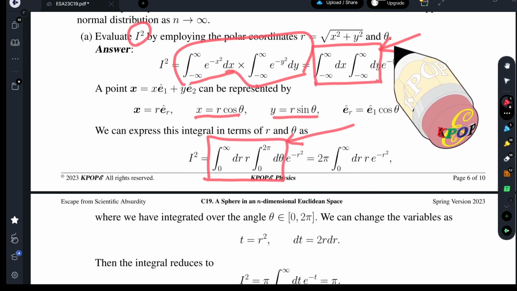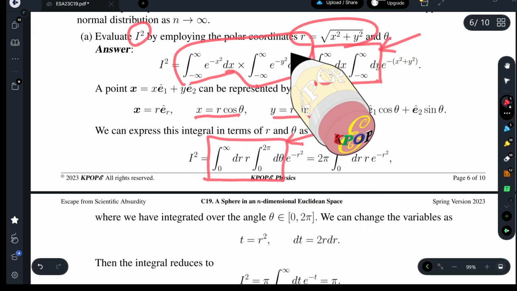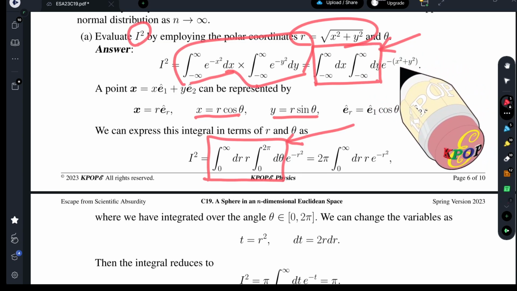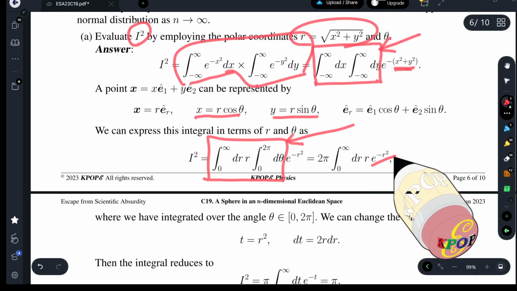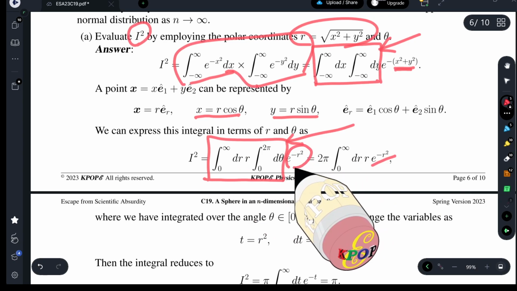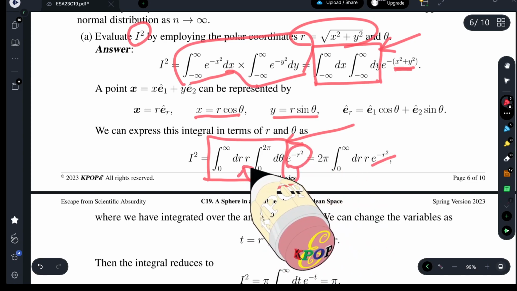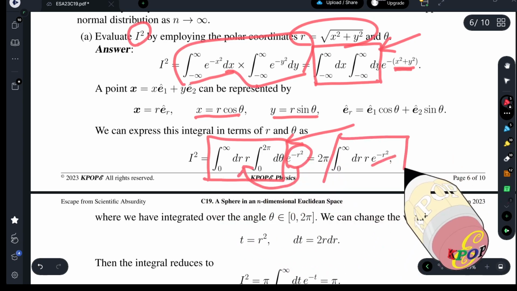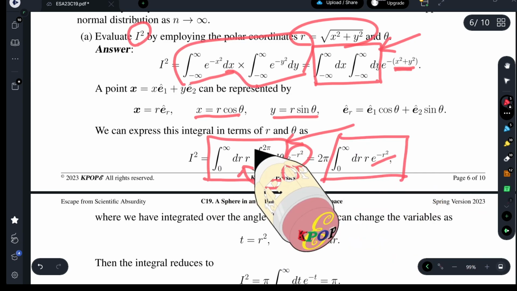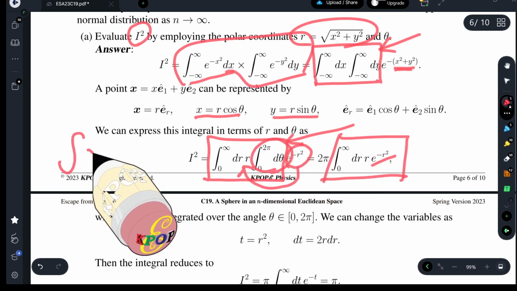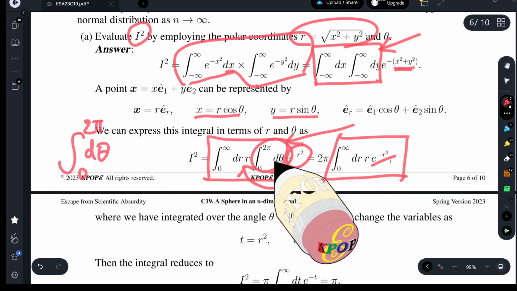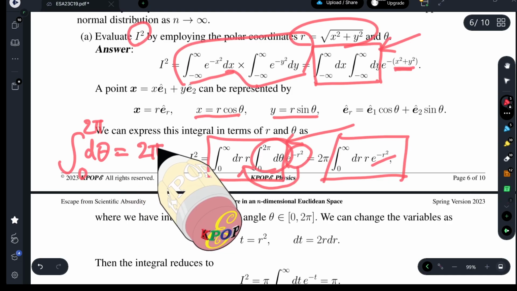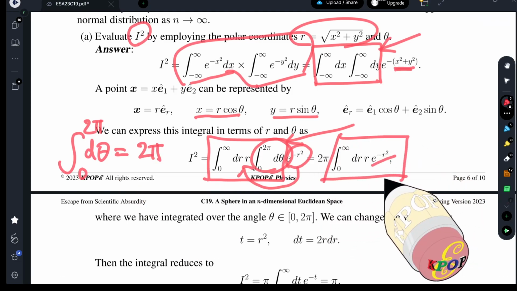Because r is the square root of x squared plus y squared, this can be expressed as exponential of minus r squared. We move this one to evaluate the radial integral, and we know this angular integral is completely decoupled from the radial integral. It is trivial. Therefore, this value is this.